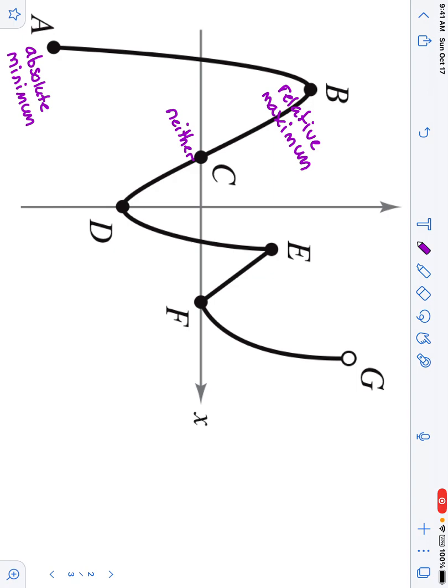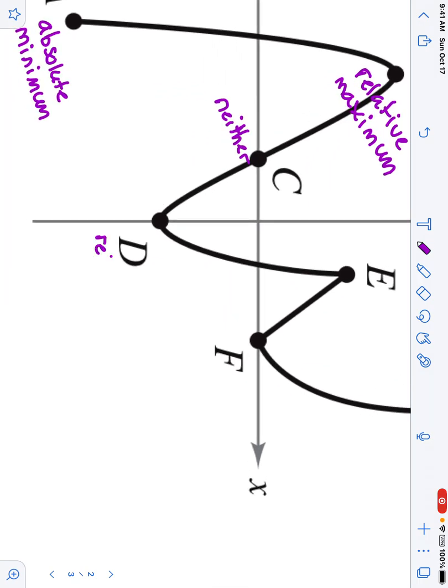Point D is a turning point. The slope changes from negative to positive. However, that is not the lowest point on the function. So this is a relative minimum.